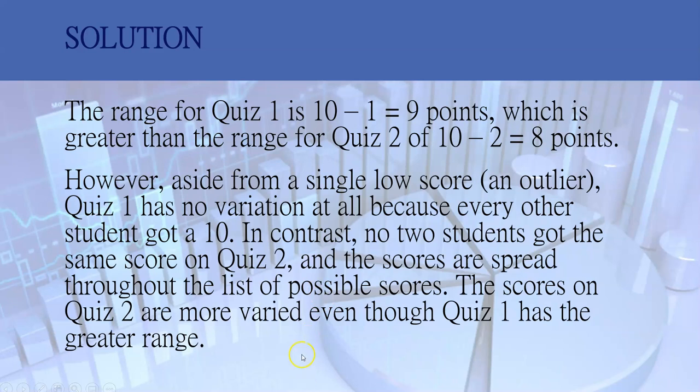For the variation, on the other hand, quiz 1 had pretty much no variation at all except for that one outlier. But in quiz 2, all of the scores were different, so they were completely spread out. That's very, very high variation. So quiz 1 has the greater range and the lower variation, and quiz 2 has the lower range but the higher variation.